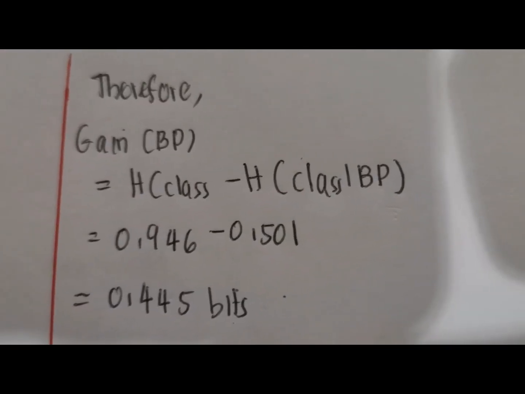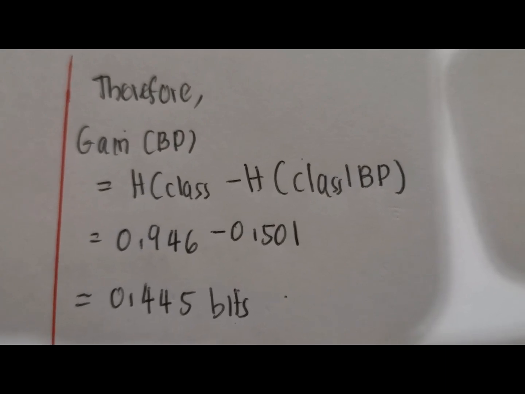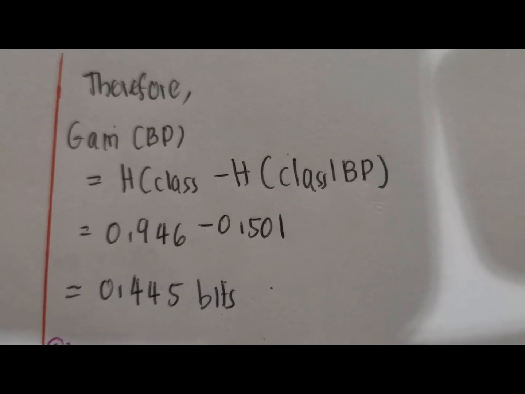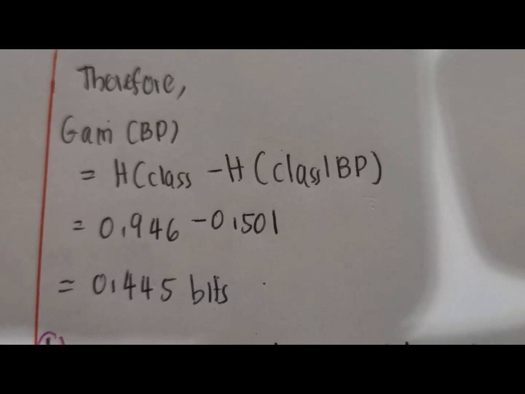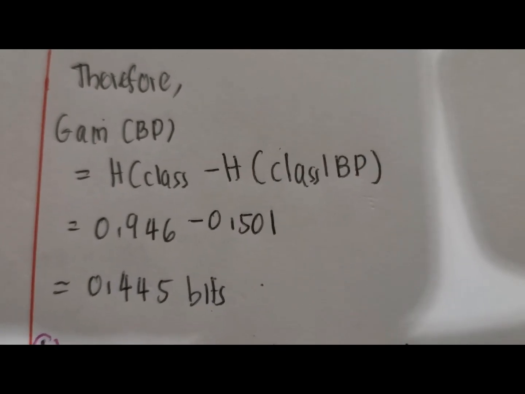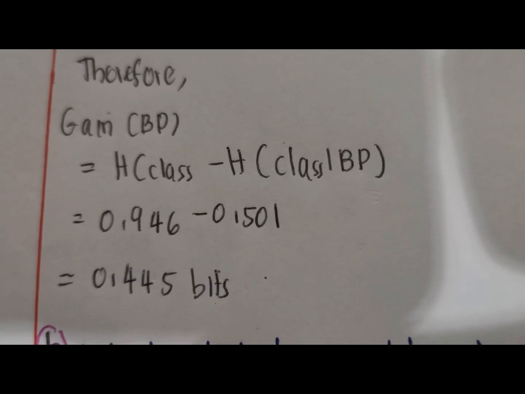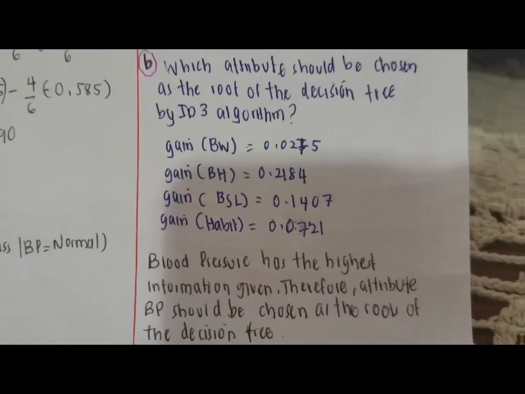Therefore, we can get the information gain of blood pressure using the formula H class minus H class blood pressure. So it will go 0.946 minus 0.501 equal to 0.445 bits. And then the information gain for blood pressure is the highest among the other information gains.